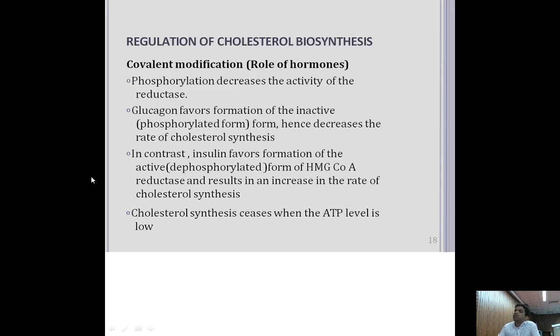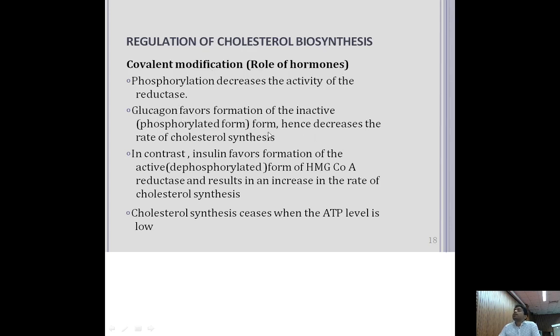Another important thing, I told you that ATP is required, right? So ATP is required for the formation of isopentenyl pyrophosphate from mevalonate. So cholesterol synthesis will decrease or get inhibited if ATP level in the body decreases. So covalent modification, the role of hormones mainly. Which hormones? Glucagon and insulin.